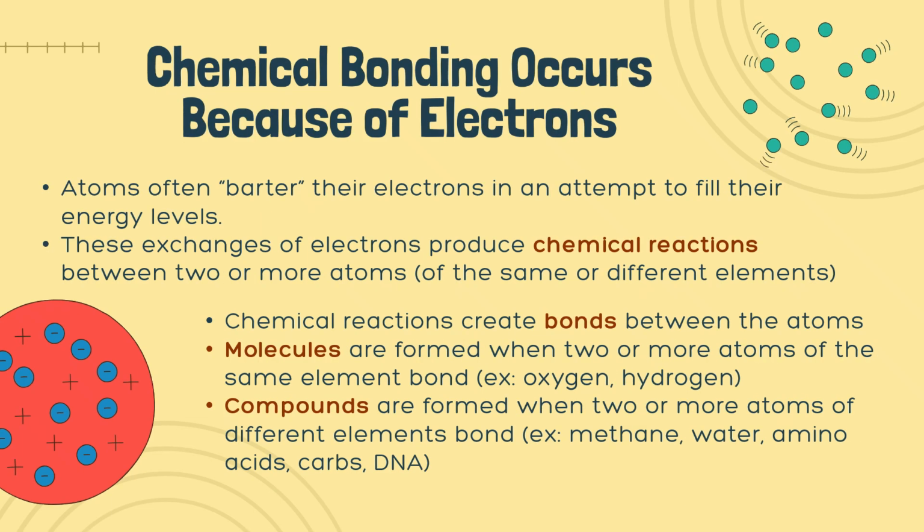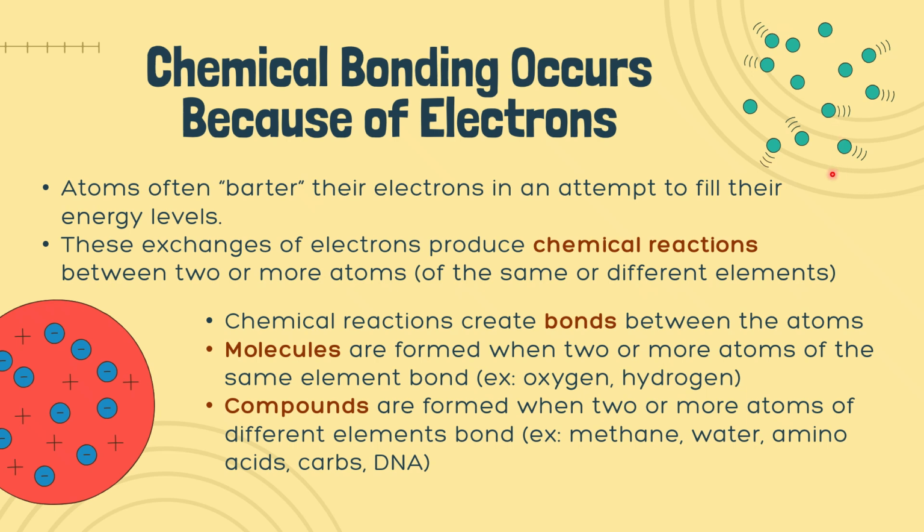Because of this desire to fill or empty our energy levels in atoms, the atoms will often barter their electrons to attempt to do this. Either they will exchange them and say, we're going to share these electrons, or they're going to say, I'm giving these up, you can take them. And the other atom says, great, I'll definitely take those because that'll fill me up. So whenever those exchanges of electrons occur, it produces chemical reactions. And usually these are between two or more atoms. It can be the same atom, like the same element, or different elements. It just depends on the situation.